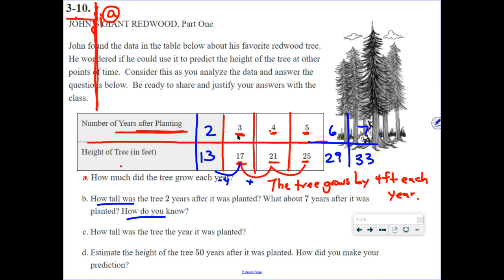Okay, so for question C, how tall was the tree when it was planted? If you keep working your way back, year 1 would have been 9. We needed to go to year 0 because that's when it was first planted. And if you go back 4 more, the tree was 5 feet tall. So for letter C, I do expect a sentence explaining that it was 5 feet tall. And then again, D, I'm not answering the question of how tall it was at 50 years. I'm just gonna let it go, okay? You should have that though, because we're gonna talk about it on Tuesday.